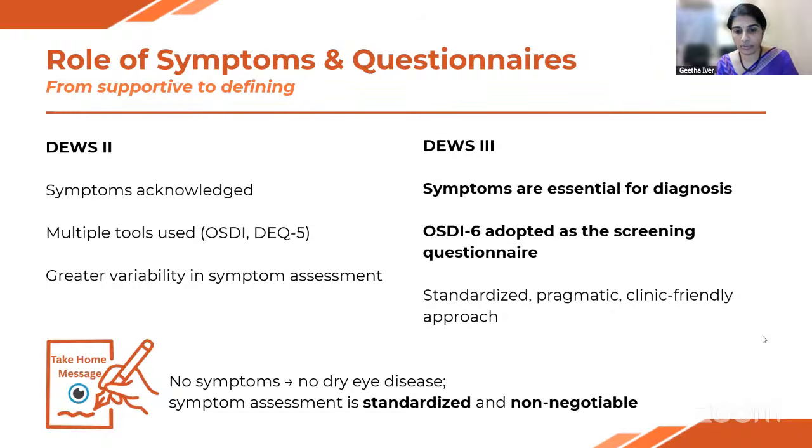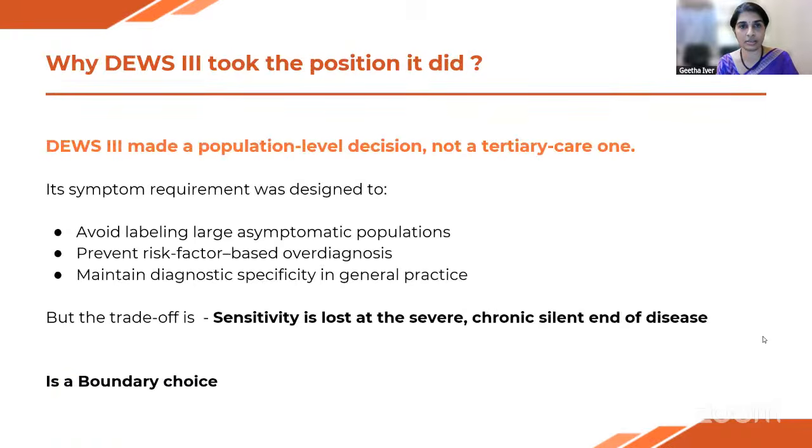If there are no symptoms, there is no dry eye disease. Symptom assessment is standardized and is non-negotiable as far as DUCE 3 is concerned. This position was taken in order to avoid labeling large asymptomatic populations as having dry eye disease, to prevent risk factor-based overdiagnosis, and to maintain diagnostic specificity in general practice.